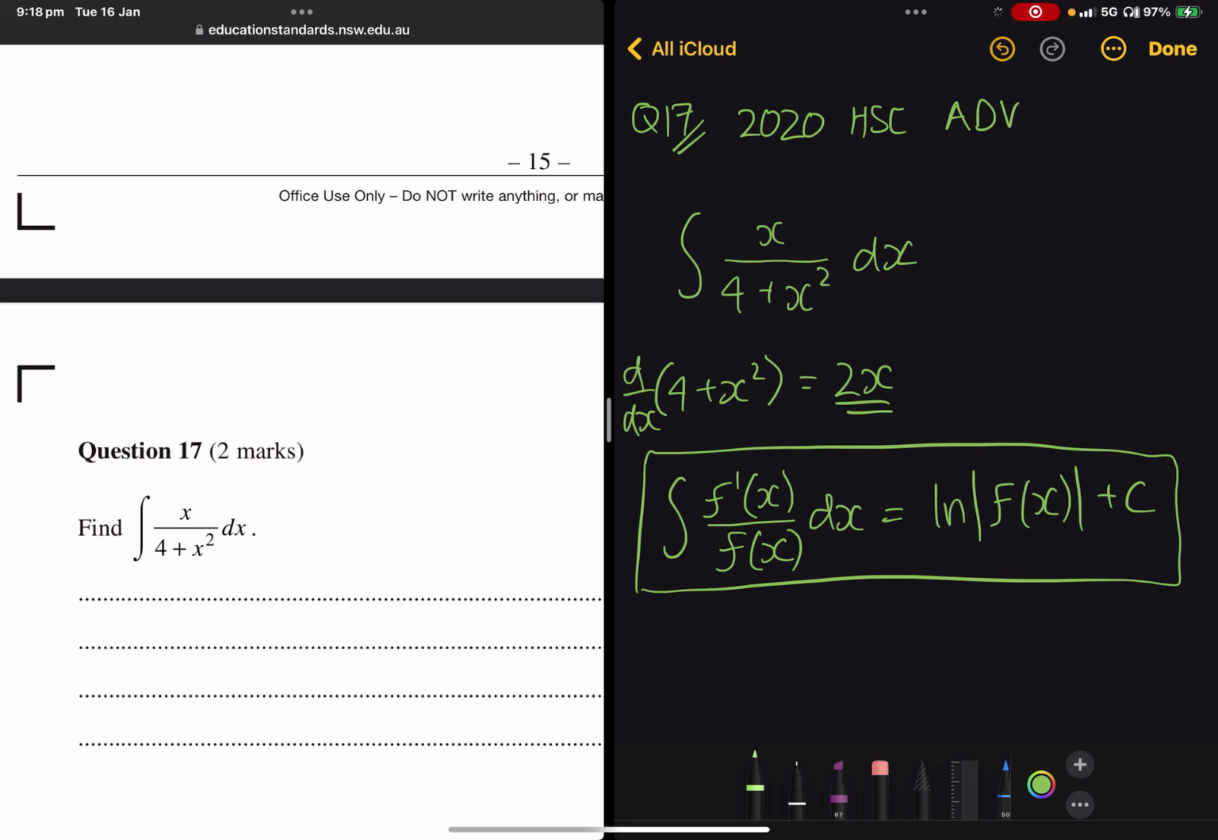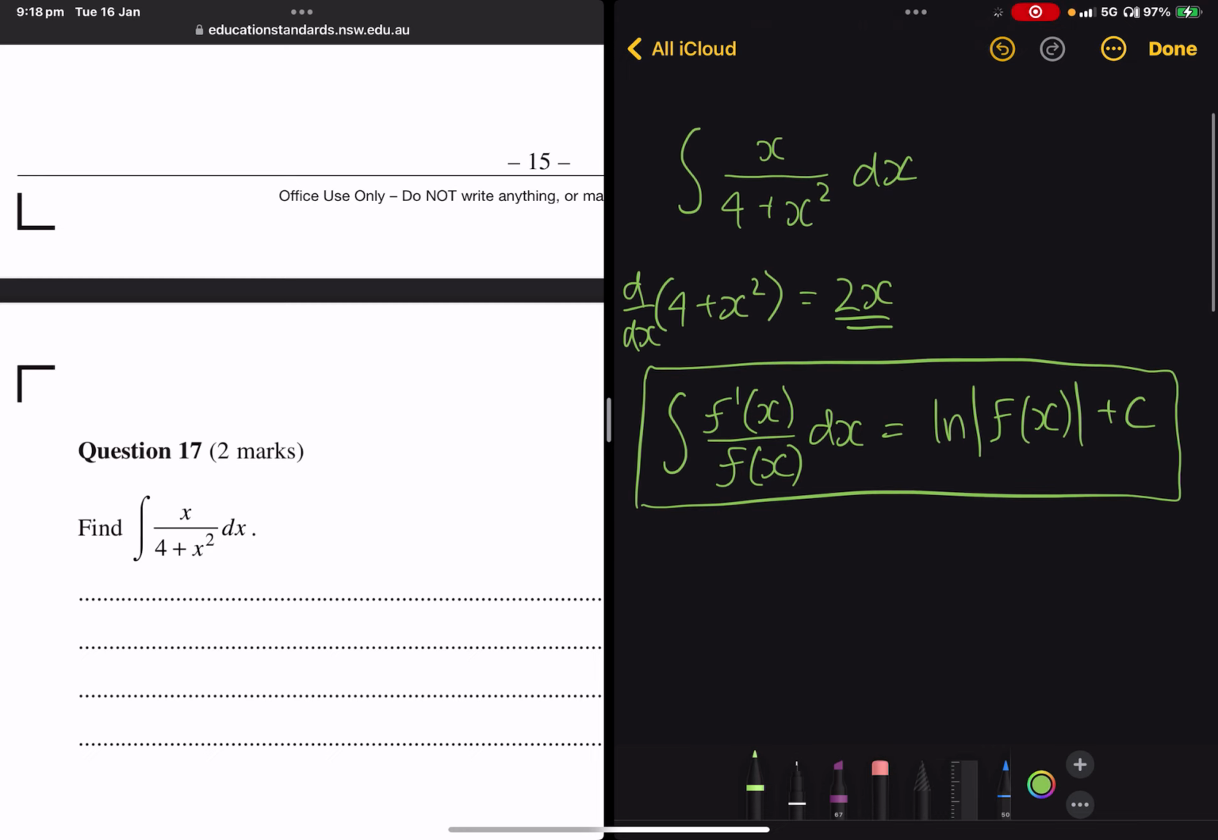So we know this is going to be the natural logarithm of the denominator. This means the integral of x over 4 plus x squared dx is going to be equal to the natural logarithm of the absolute value of 4 plus x squared plus a constant. Now we have a scalar multiple missing here. There's several ways you can work out what the scalar multiple is. One way is to think about differentiating this function.